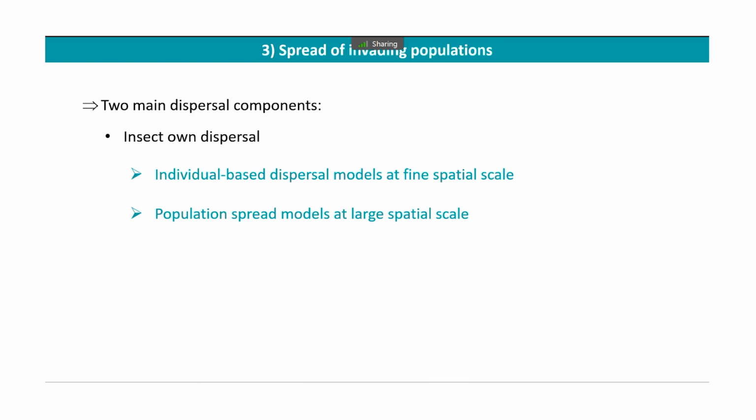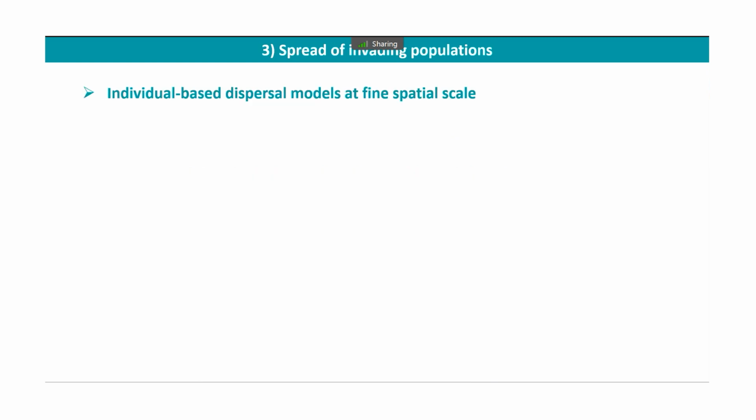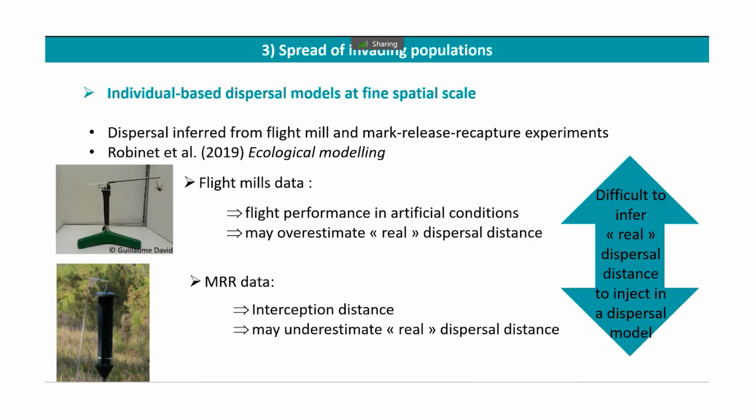So we can develop an individual-based dispersal model at fine scale, following the trajectory of each insect, or population spread models at large spatial scale, considering a density of population. First, I'm going to talk about the first one, the individual-based model. So we need to know the dispersal capability of forest pests or pathogens to inject in a model. And this is not so easy, in fact.